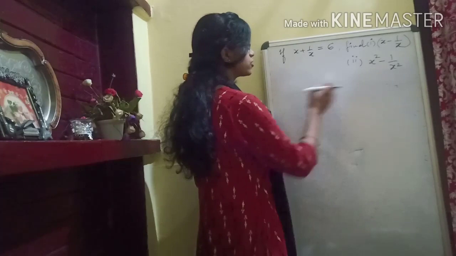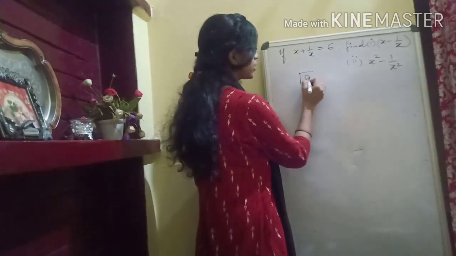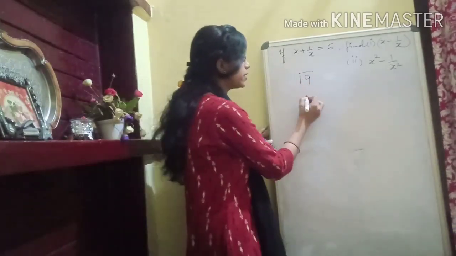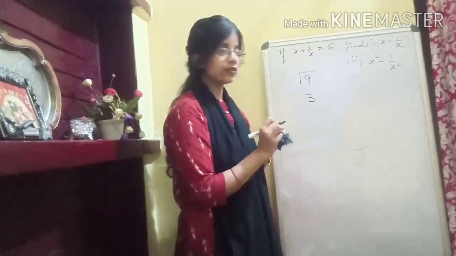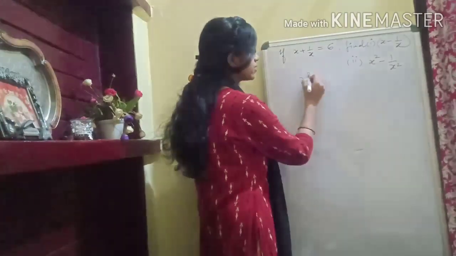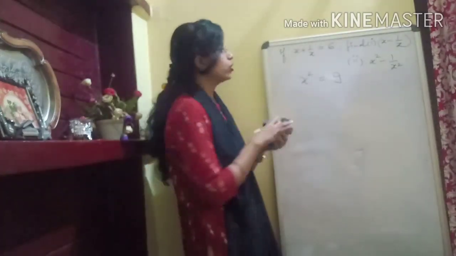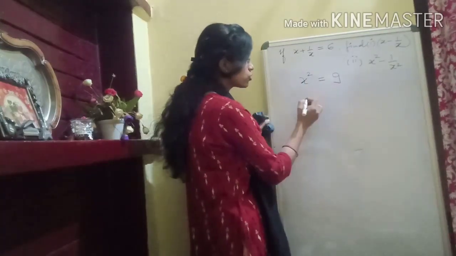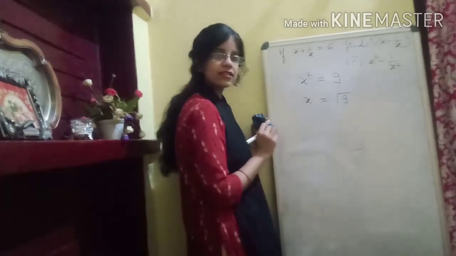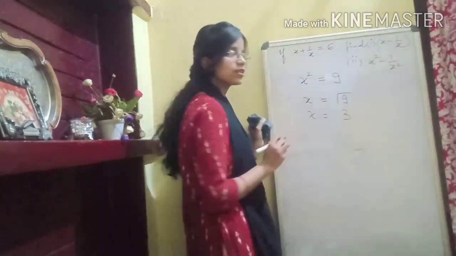Simply, if I ask you to calculate the root of 9, what answer will you give? It will simply be 3. Is it clear? Or if I ask you x square is equal to 9, and I ask you to calculate x, what will you do? You will take the square to the other side. So it will be x equals root of 9, isn't it? And then what is root of 9? You will tell me it is 3.